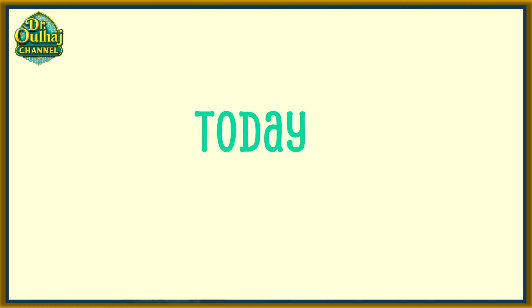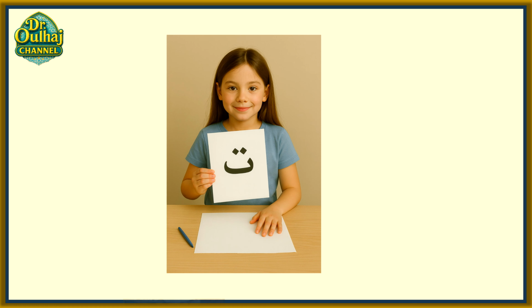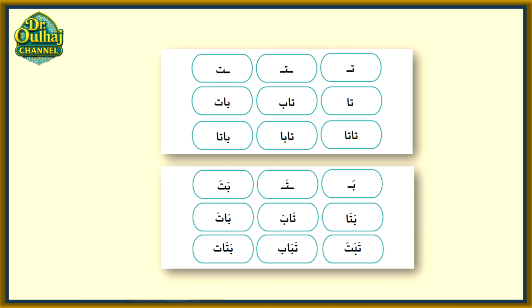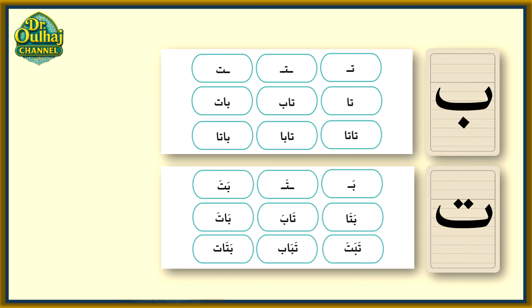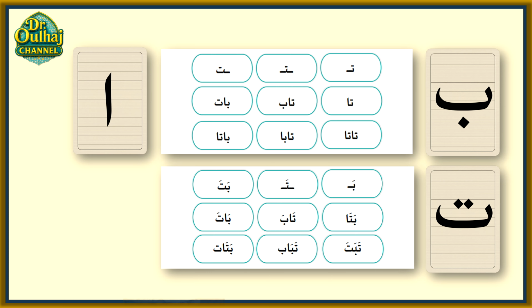In this lesson, I'll walk you through the letter ta step by step. But not just that. You'll also meet your very first short vowel, fatha, a small line above the letter that gives it the sound a. By the end, you will know how to read words that combine ba, ta, the long vowel alif, and the short vowel fatha.